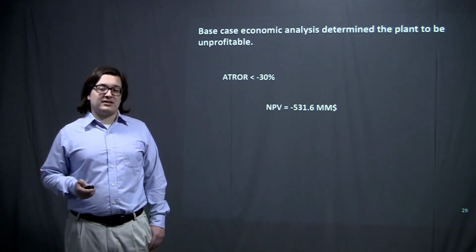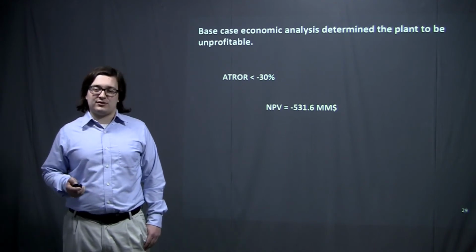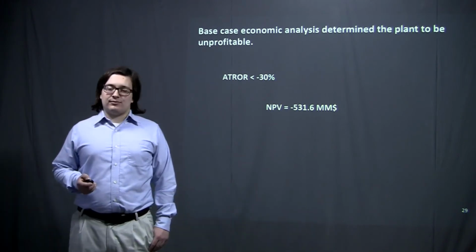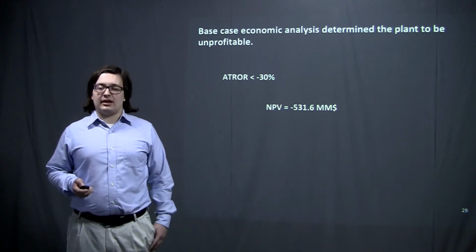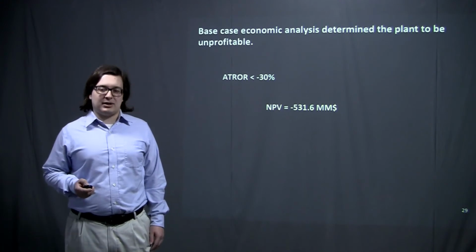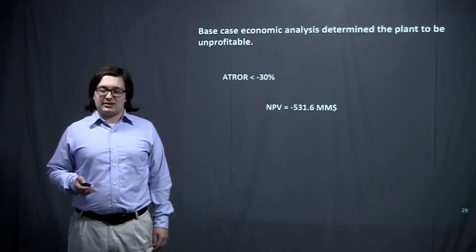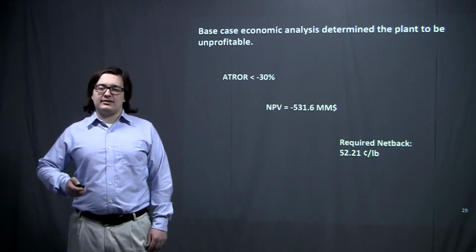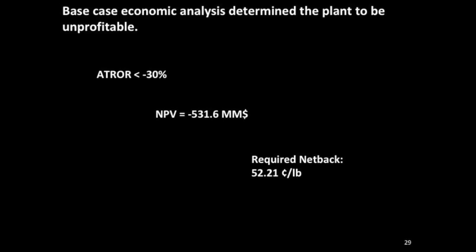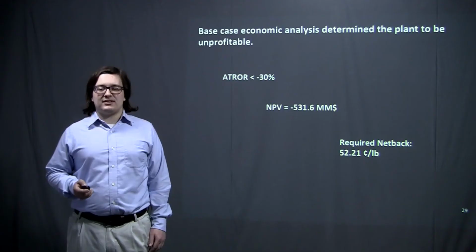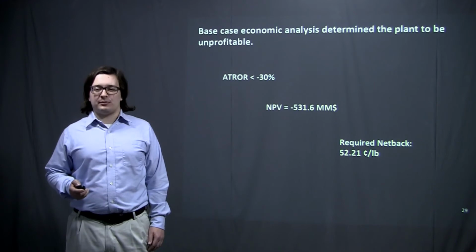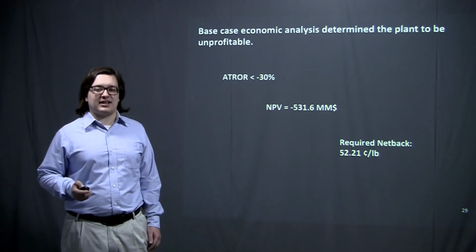Speaking of value, our net present value for this project after its 15 years of operations is -$500 million. That value basically represents the economic loss that the company takes by building this project, and that is obviously quite significant. Finally, our required netback is the price that we would have to sell methanol at to achieve our desired rate of return of 15%, and that is 52.21 cents. That is a 418% markup from our desired sale price of 12.5 cents.